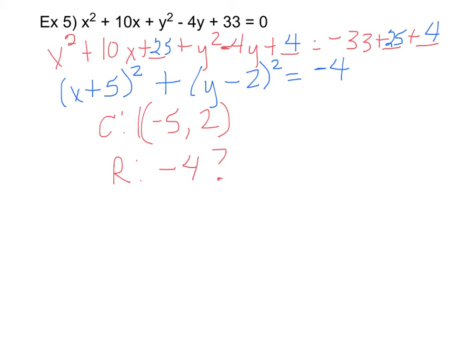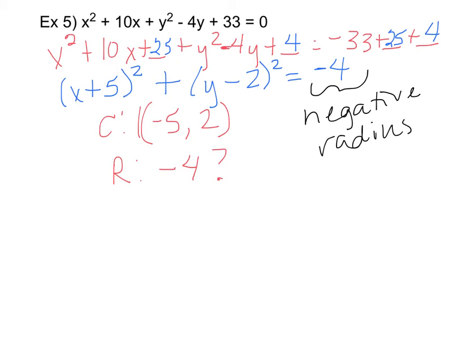Oh, check this out. If you get a problem like this where you have a negative radius, that means that your graph does not exist. So if I have a negative radius, it is non-existent.